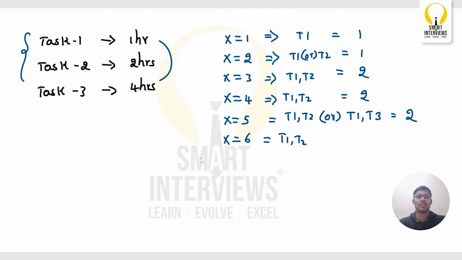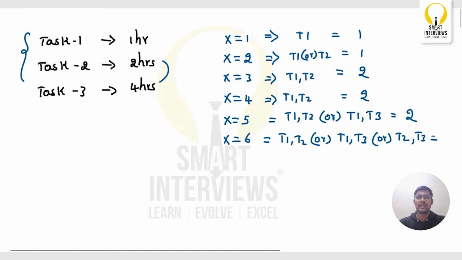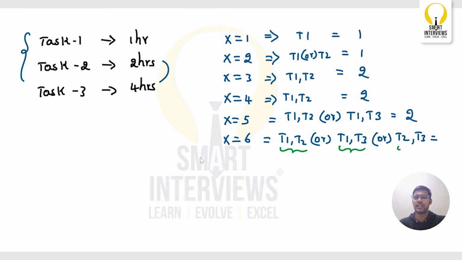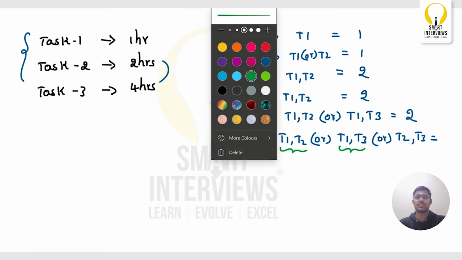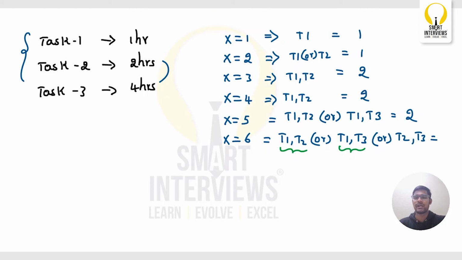If X equals 6, either he can complete T1, T2, or T1, T3, or T2, T3. So the maximum number of activities he can complete is 2.